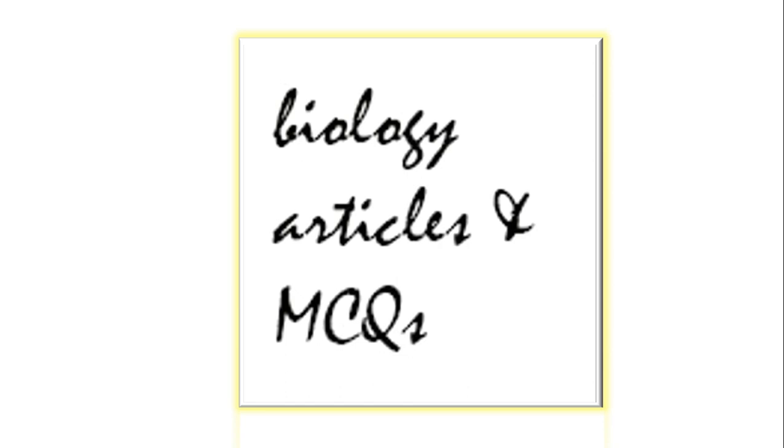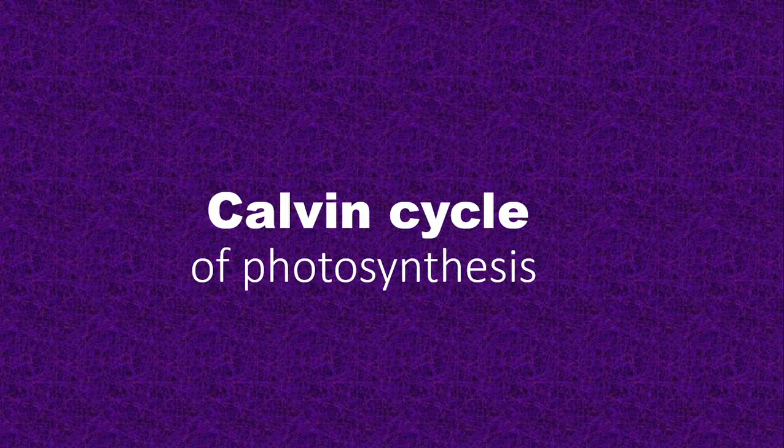Guys, our today's topic of discussion is the Calvin cycle of photosynthesis. Previously, we have studied the Z scheme, or that is called the light dependent reaction of photosynthesis. Now we are going to start the next part of the photosynthesis reaction, that is called the Calvin cycle.